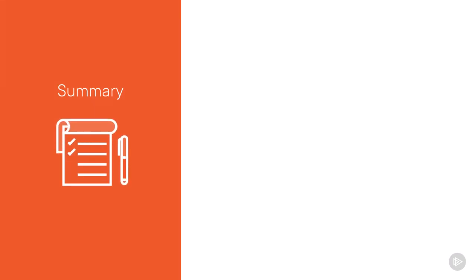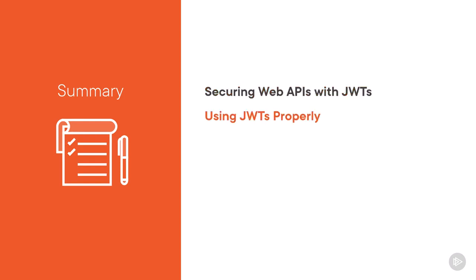Let's review. In this module, you learned the basics of how to secure web APIs using JSON Web Tokens, or JWTs. You saw how to use JWTs properly, including important concepts related to validating JWTs to ensure they can be trusted. You also learned a couple of alternatives to JWTs, such as using Windows authentication or a BFF server combined with cookie-based auth that keeps tokens on the server side rather than allowing the client to deal with them.